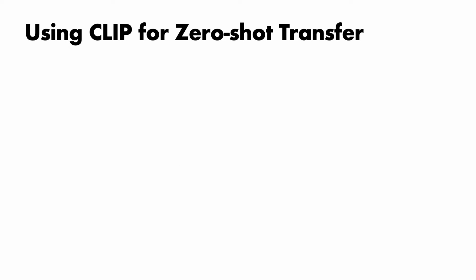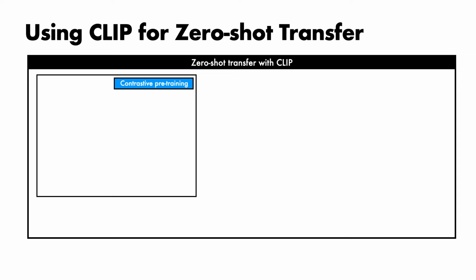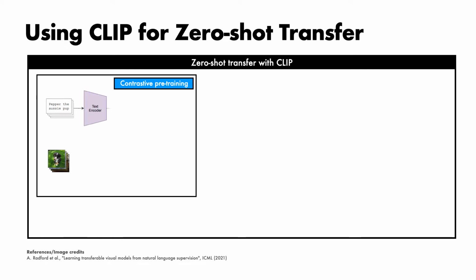Let's turn to the first set of experiments and see how CLIP is used for zero-shot transfer. For this, it's helpful to first visualize the contrastive pre-training process. In each mini-batch, we assume that we have access to a collection of text descriptions together with corresponding images. The descriptions are passed through a text encoder, which produces a text embedding for each of the n descriptions, and similarly, the images are mapped through the image encoder to produce a set of n image embeddings.